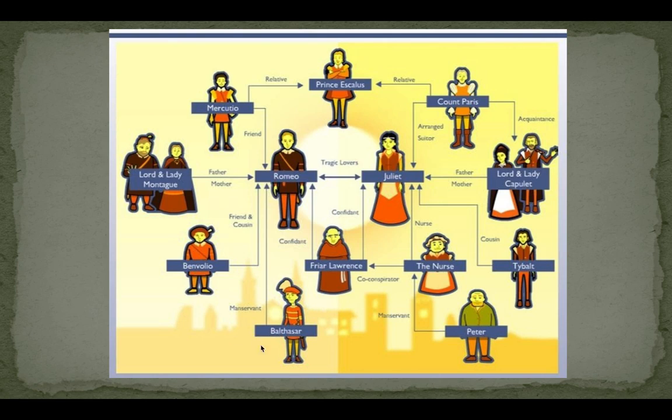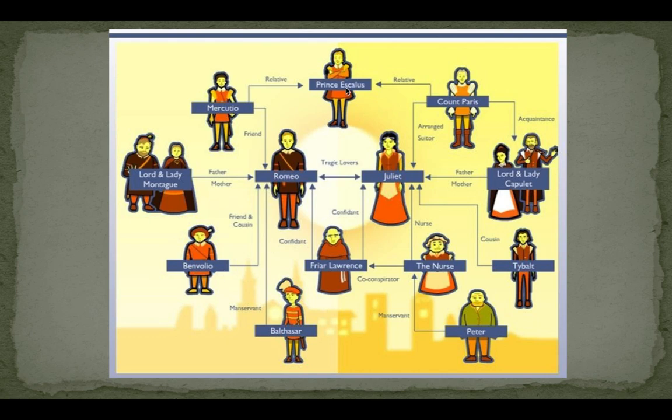We have Balthazar. Balthazar's not a big character. He is important in some things that he does, especially toward the end, but he's Romeo's servant. And then, of course, we have Lord and Lady Montague. Lord and Lady Montague are Romeo's parents. Again, we might see Lord Montague referred to just as Montague. So keep that in mind. So here we have the Montague side.